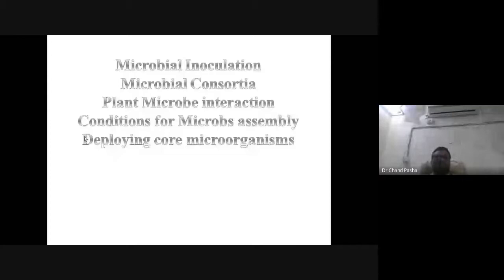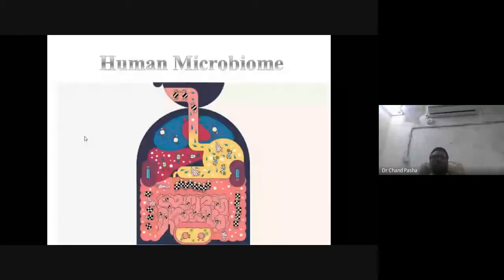The human microbiome: a lot of microorganisms are there on and inside the human body. On and inside the body, there is a huge number of microorganisms. In fact, we cannot survive even for a minute without microorganisms. Our first feed is milk, and in the milk we get lactose, and there is no mechanism in our body to digest this lactose.